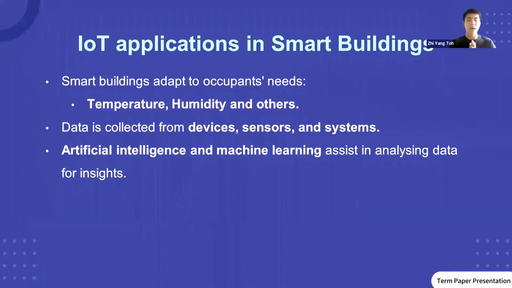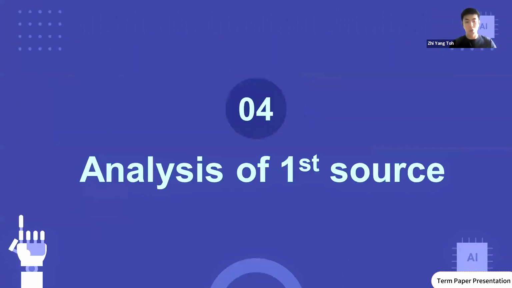So smart buildings are able to adapt to occupants' needs with the help of IoT, such as adjusting temperature and humidity to increase the comfort level of occupants. And data is collected from devices and sensors placed around the building, and this data is sent to artificial intelligence and machine learning to analyze and generate useful insights, which will then be sent to actuators to take the respective actions to tweak the temperature or humidity to the comfort level of the occupants.